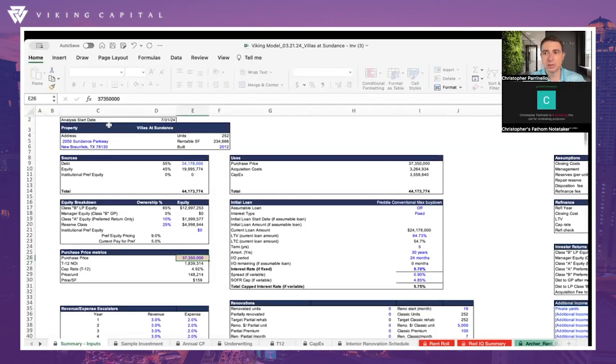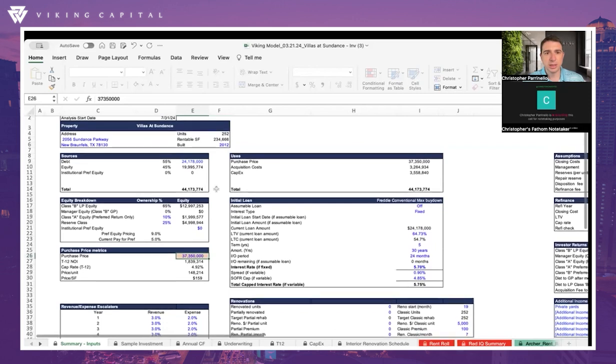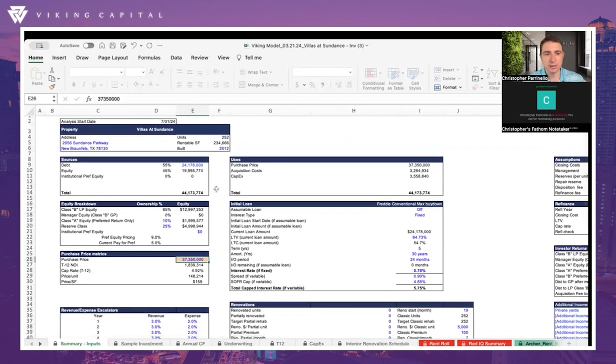So here's our model. You'll notice that the way this is set up is you have this summary page, and this is really going to encompass all of these other tabs. All of the things that they represent push to the summary page so you can go over it in one quick overview. And then all the tabs get a little bit more granular.